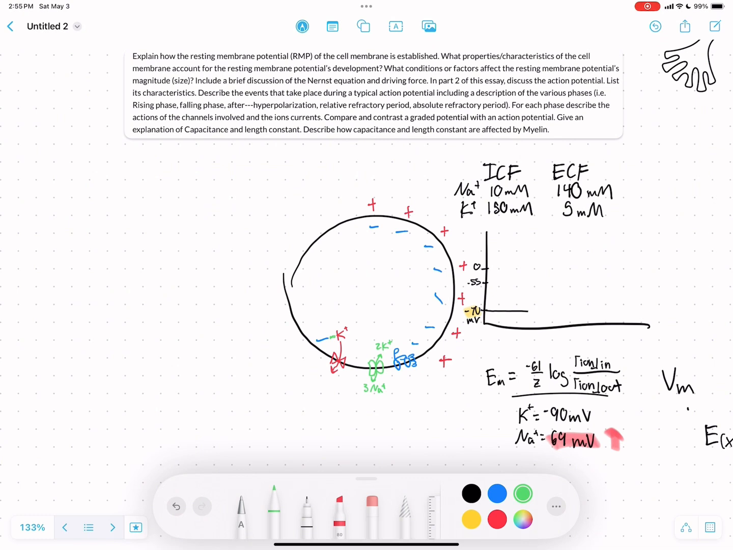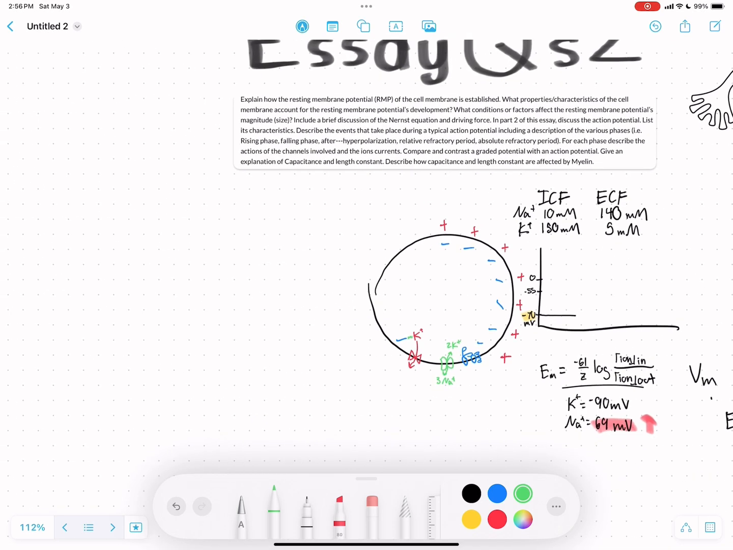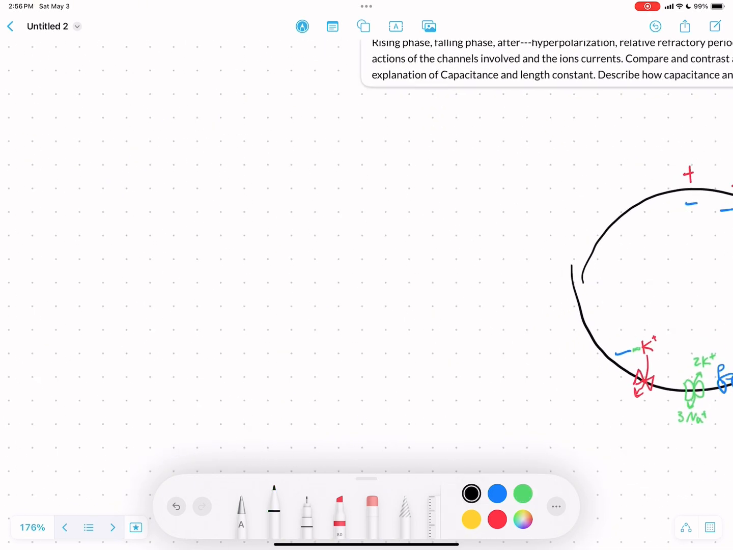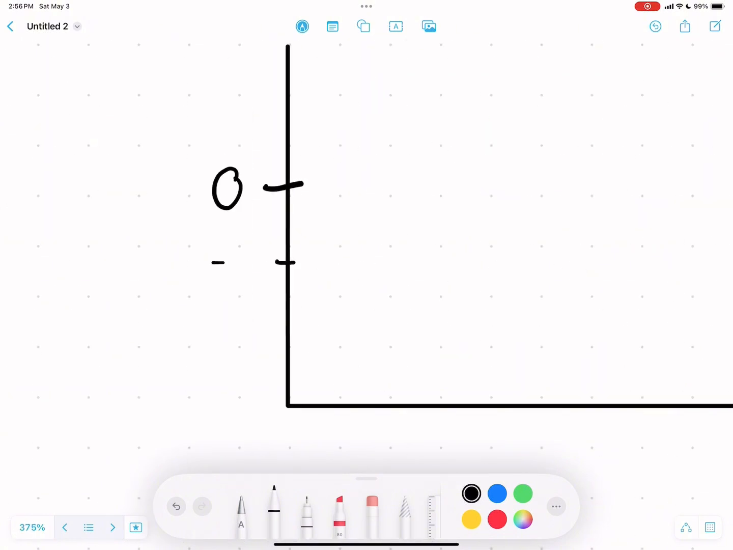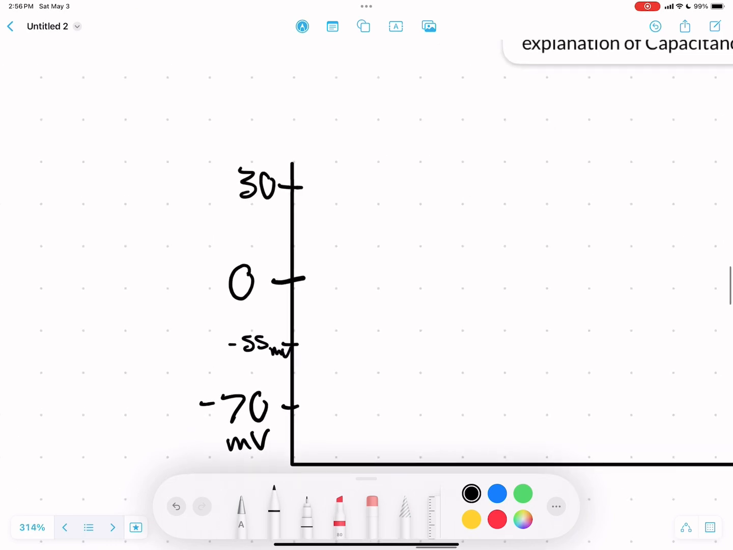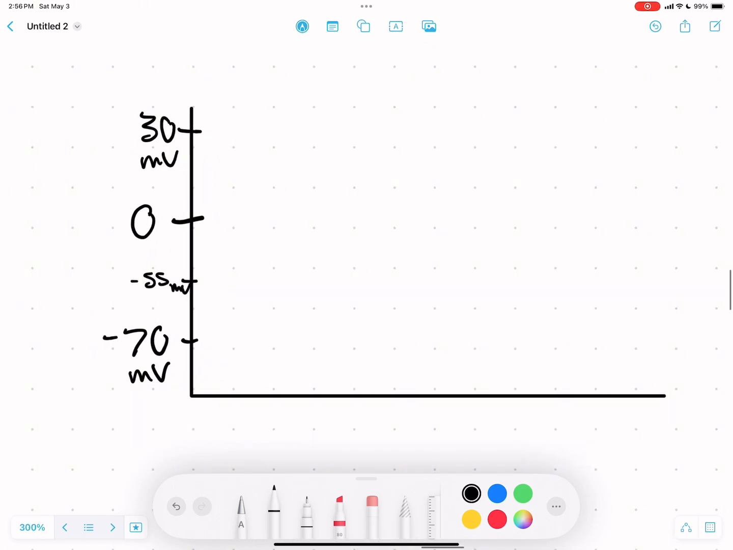And so what happens when we play around with these concentrations, and what happens when we have a stimulus? So let's have a look here. Let's draw another little chart. Okay. So this will be 0, this will be negative 55 millivolts, and this will be negative 70 millivolts. And up here we have about positive 30 millivolts.